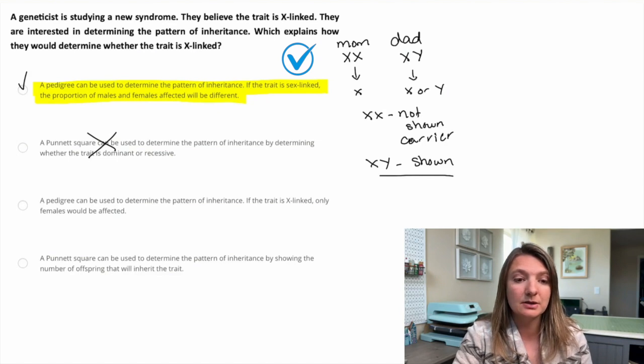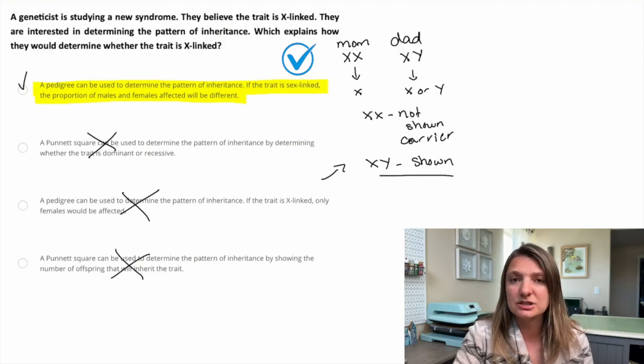C: a pedigree can be used to determine the pattern of inheritance. If the trait is X-linked, only females would be affected. We are shown here that it is actually more men that are affected than women. And D: a Punnett square can be used to determine the pattern of inheritance by showing the number of offspring that will inherit the trait. Again, it's just that Punnett square, so that's just one cross, and we need to see that pattern of inheritance over many generations, not just one. So our answer is going to be A.